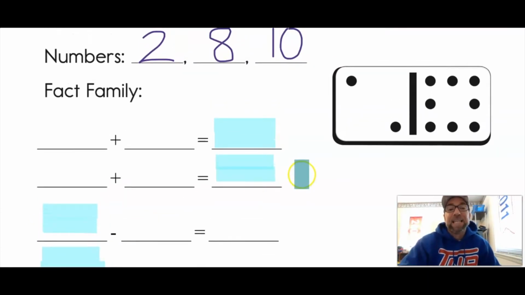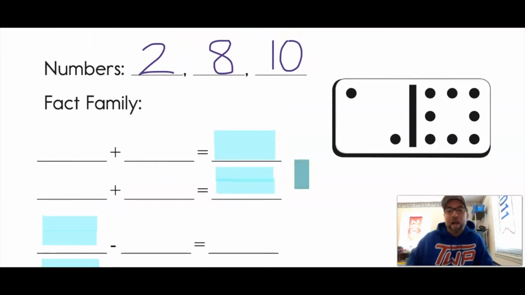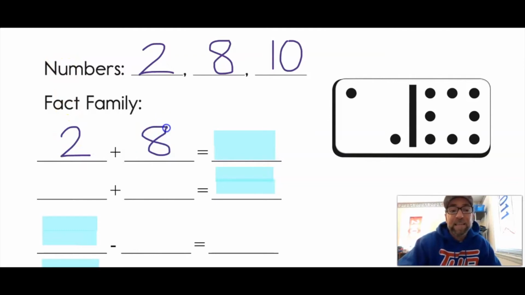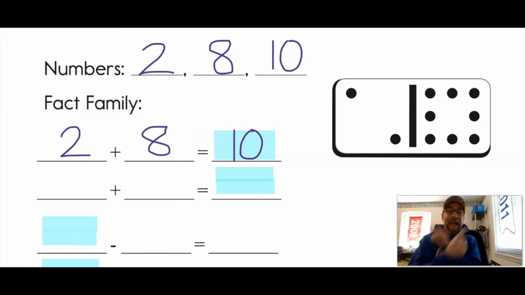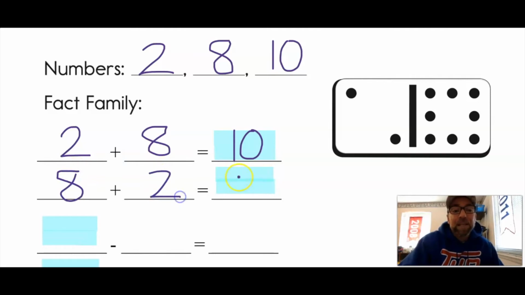Who thinks they can tell us an addition problem with these 3 numbers? I see another friend of 10. 2 plus 8 equals 10. My biggest number is at the end. Now, don't forget, we can do our turnaround fact. Instead of 2 plus 8, we can turn them around. 8 plus 2 equals 10. The biggest number is still at the end.